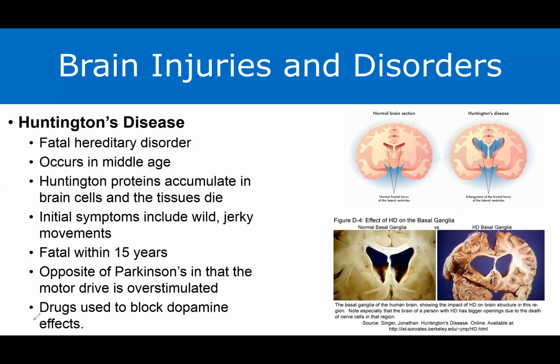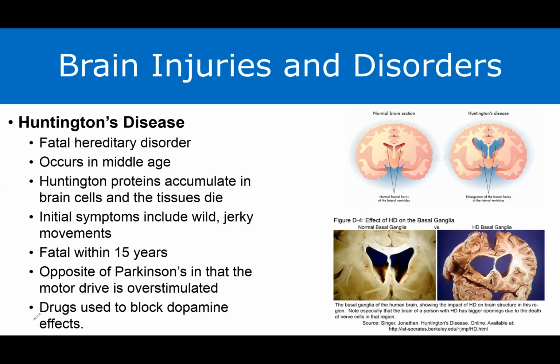One of the last things we're going to talk about here is Huntington's disease. Huntington's disease is a fatal hereditary disorder, so it means it's inherited, that occurs during middle age, usually by 30 years old, give or take. Now that we have the medical capabilities to test for this gene, by about 30 years old you're able to know whether or not you have the mutation for Huntington's disease.